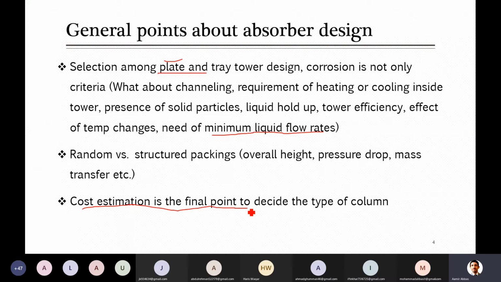That cost estimation, I think you are already taking in the economics course, so you should have this information that there is a capital cost as well as a running or operating cost. At the end of the day we conclude based on all the costs. For example, if anyone selects random packing because he thinks it is cheaper, but when you are operating this column it may be expensive, its overall operating cost can be more than the structured packing column. So at the end of the day everything is concluded based on this, but you should come up with a number of options. Up to here I think the things are clear to you.